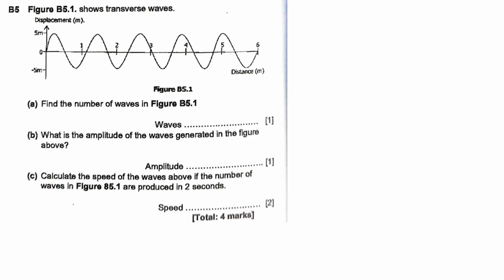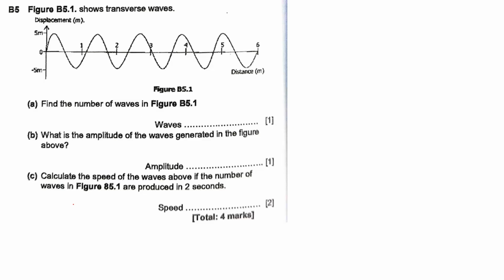Welcome to this platform. In this video, let us look at this question coming from wave motion. The question reads, Figure B5.1 shows a transverse wave. So we know that this is a transverse wave. And just for you to know, there are two types of waves: longitudinal wave and transverse wave.